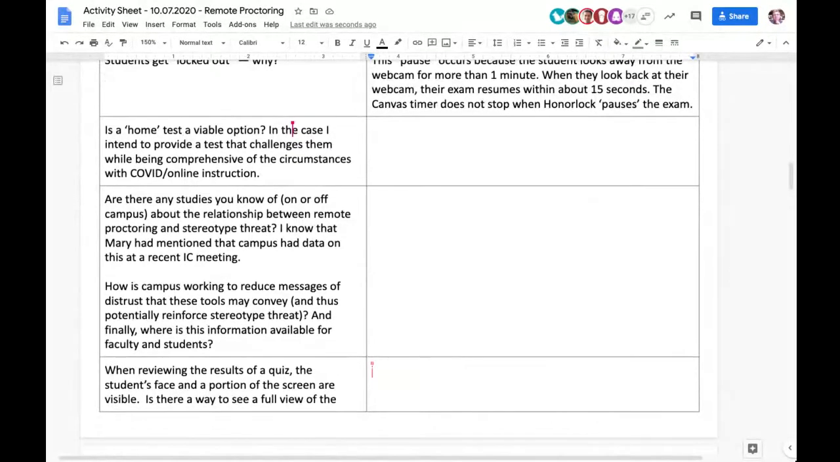All right, we've got 3 more questions and we've got 6 more minutes. Is a home test a viable option in this case? I intend to provide a test that challenges the students while being comprehensive of the circumstances. Whoever put that, can you say a little bit more about that and unmute and explain? I'm not sure I'm following this.